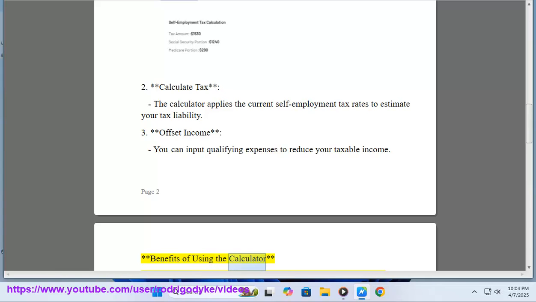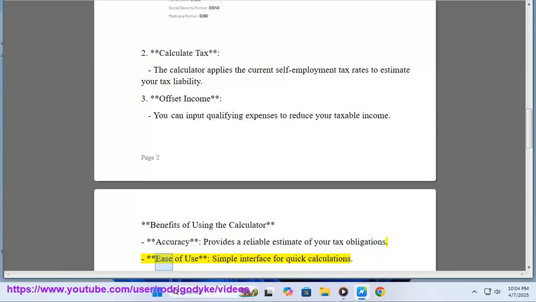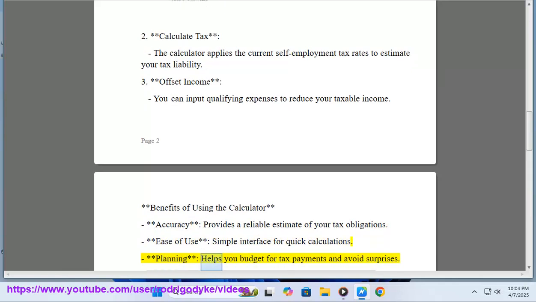Benefits of using the calculator: Accuracy, it provides a reliable estimate of your tax obligations. Ease of use, a simple interface for quick calculations. Planning, it helps you budget for tax payments and avoid surprises.